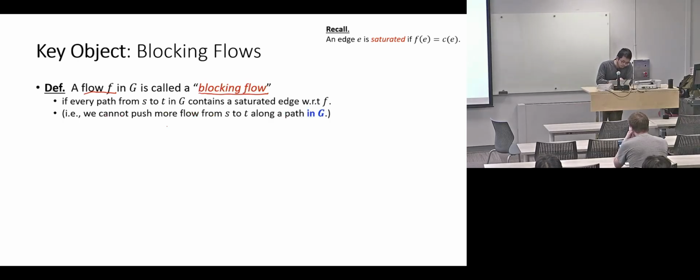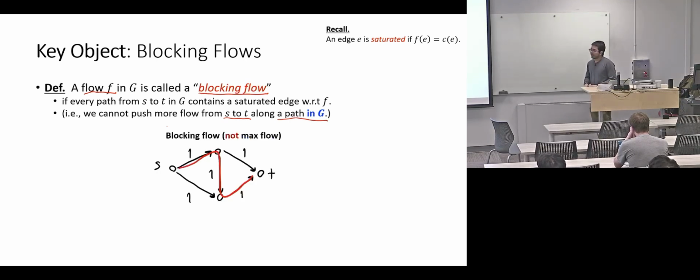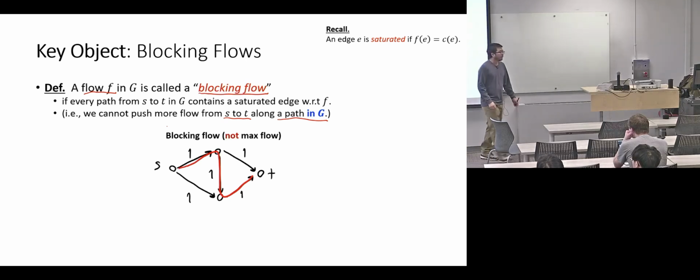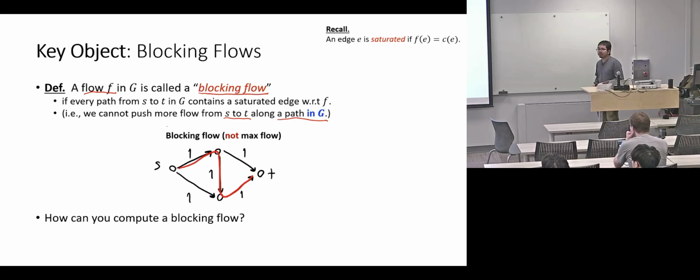That is, you cannot just push more flow from S to T along a path in G, not in the residual graph. For example, this is a blocking flow. You cannot find another path in G that is not saturated. Can you tell me how you can compute a blocking flow? Any idea?